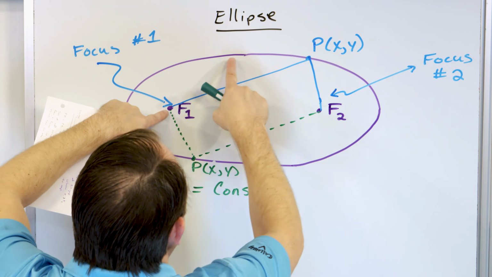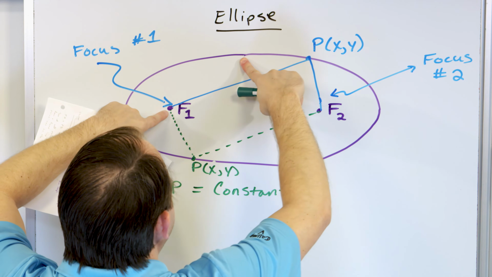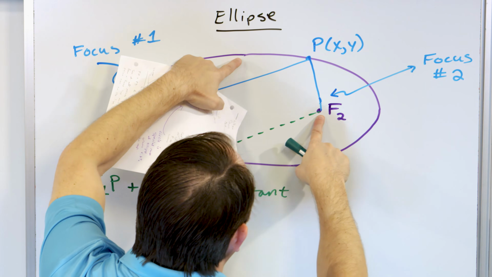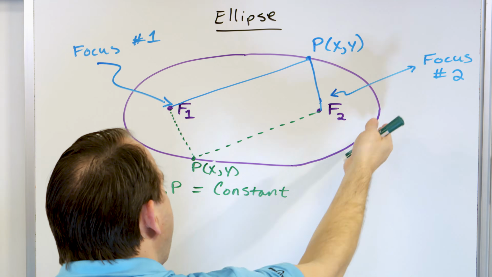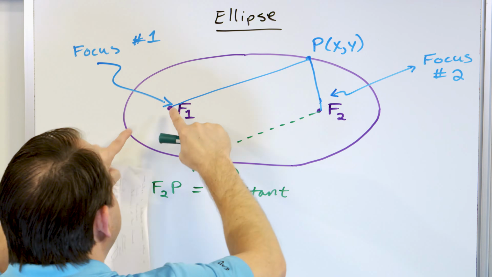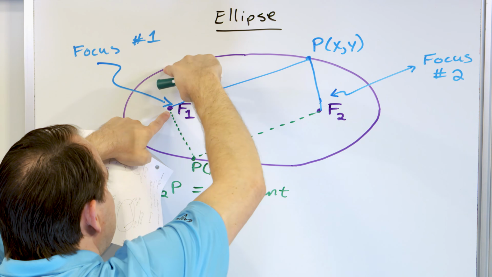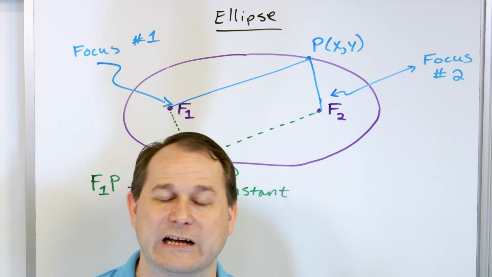If I pick a point here compared to the blue line, then this distance from F1 to my finger is shorter, but then the distance from here to here is longer. So when I add them up, I still get a constant number. So you see, no matter where I walk on the edge of this curve, if I even pick this one, this is really, really short compared to the blue line, but this distance is much, much longer. So I add them up and I still get a constant number.